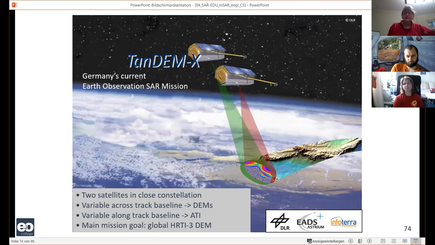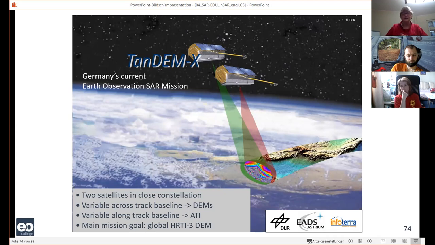Okay, now last slides to TanDEM-X, Germany's current Earth observation SAR mission. Well, Germany has been working for decades on X-band technology, so that is why we also contributed the X-band radar antenna to the shuttle radar topography mission.